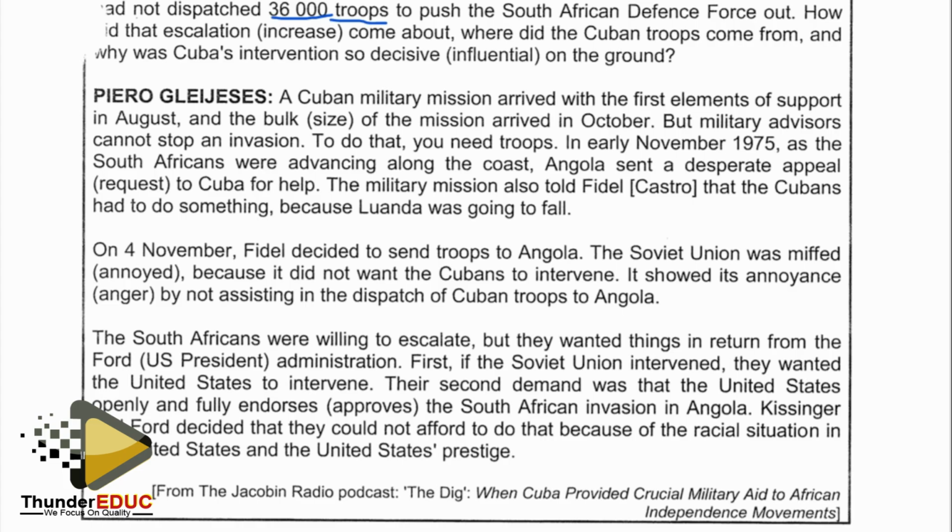And also, this source is providing us an exact date. On 4th November, Fidel decided to send troops to Angola. So we can rely on it because we are told of the exact date, which we can confirm with history. The 4th of November is the exact date on which the troops were deployed. And also, we can corroborate this source with other sources. The information that we are getting here is also agreeing with the other sources that we have. So basically that is how we can check and validate the reliability of that source.